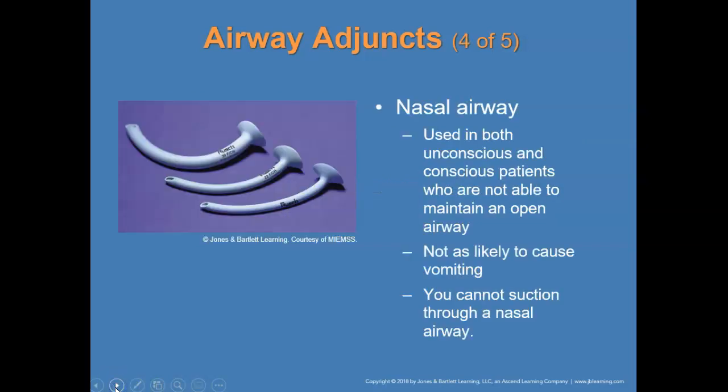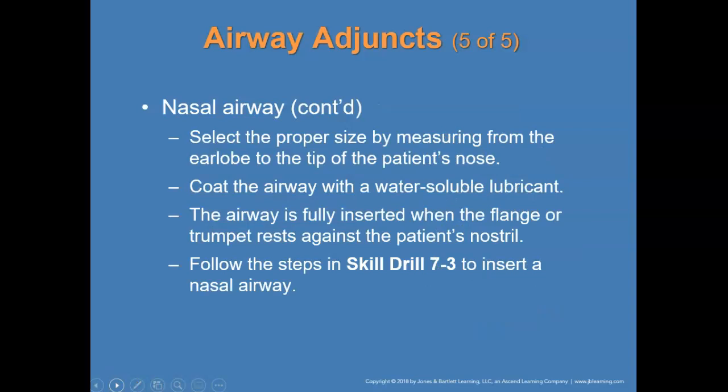Okay, and this is a nasal airway. It's used both in unconscious and conscious patients who are not able to maintain an open airway. It's not as likely to cause vomiting, but you cannot suction through a nasal airway. So those are going in the nose instead of the oral cavity. Select the proper size by measuring from the earlobe to the tip of the patient's nose. Coat the airway with a water-soluble lubricant. The airway is fully inserted when the flange or trumpet rests against the patient's nostril. And that is skill drill 7.3 in your book.